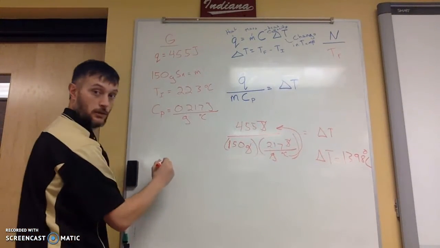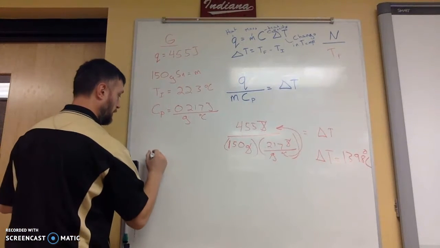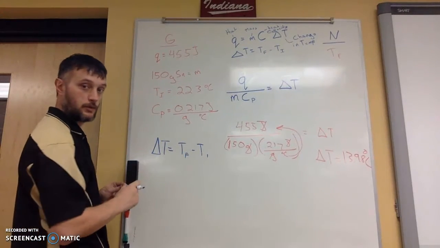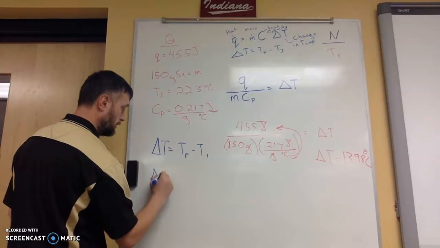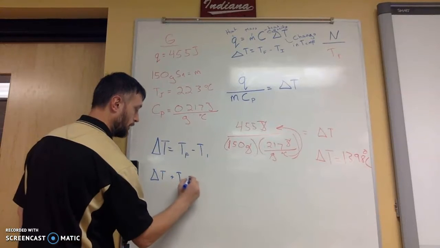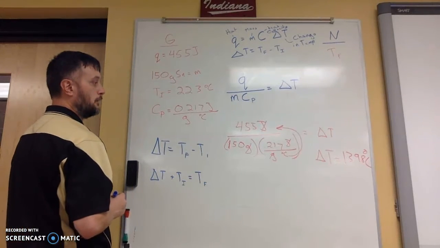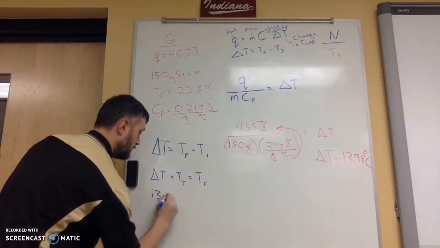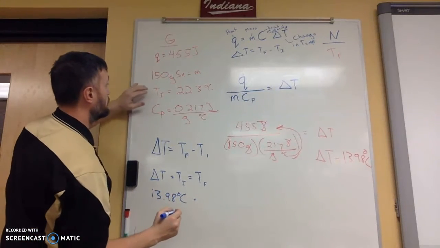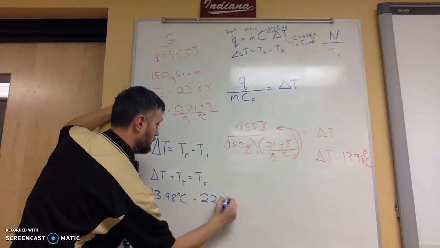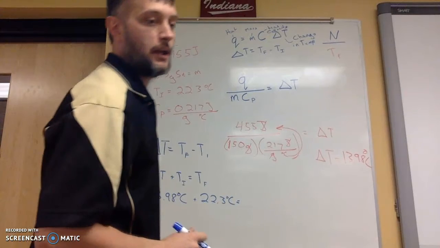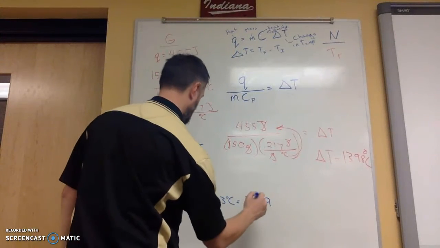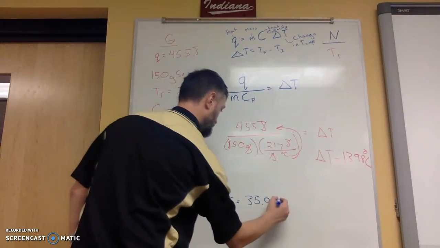So I know from my equation, let me switch colors here so we can see it a little bit better, that delta T is temperature final minus temperature initial. Well, I'm looking for temperature final, so let me solve the equation. I'll take my delta T plus temperature initial equals temperature final. All right, so I've got my temperature initial and I've got my delta T. So let me plug those in. Delta T was 13.98. And my initial was 22.3. So my total ends up being 35.91 degrees Celsius.